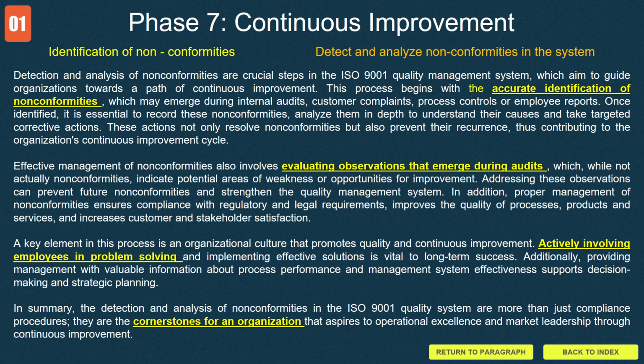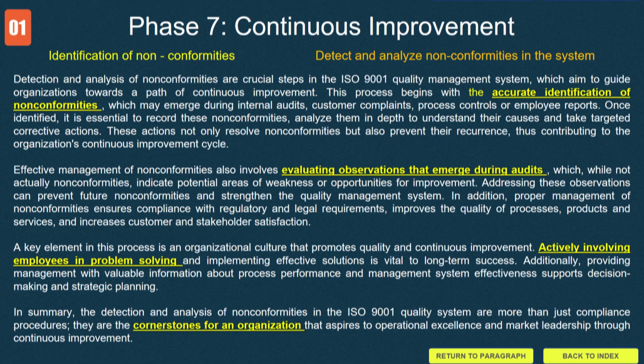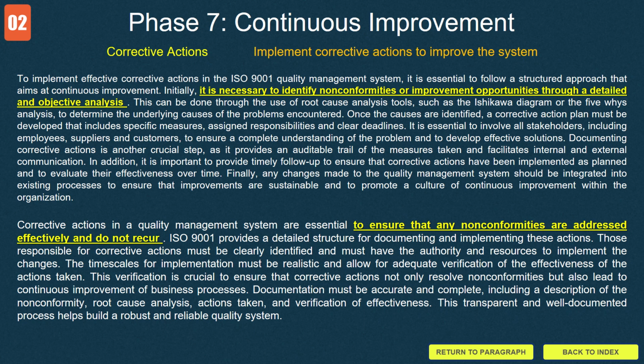Detect and analyze nonconformities through audits, complaints, and process controls. Record, analyze, and address nonconformities to prevent recurrence and strengthen the quality system. Implement corrective actions using structured analysis. Develop plans with assigned responsibilities and clear deadlines, and document actions to ensure effectiveness and sustained improvements.